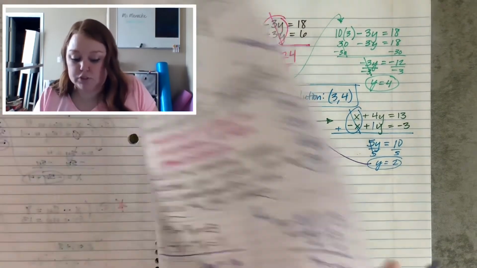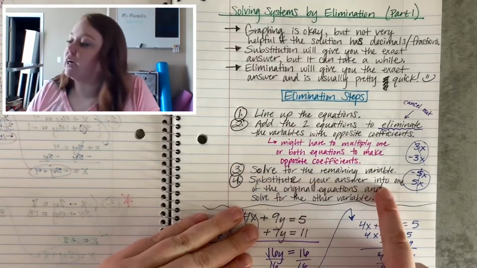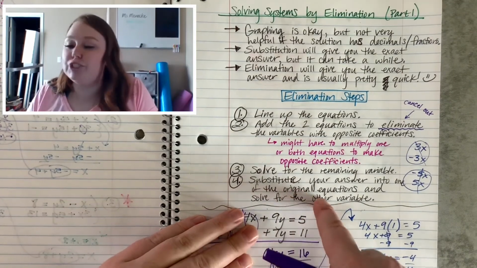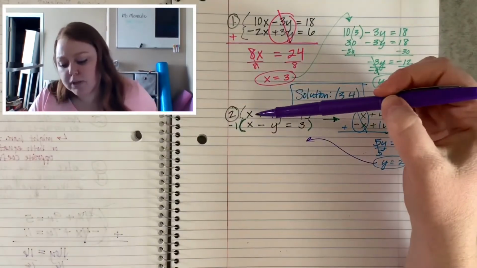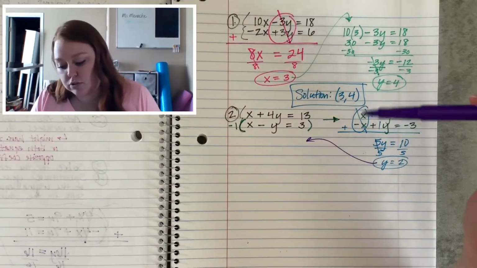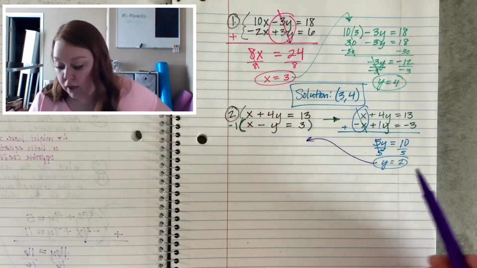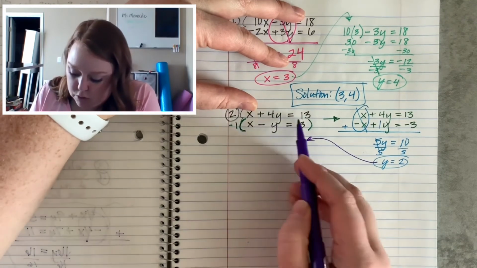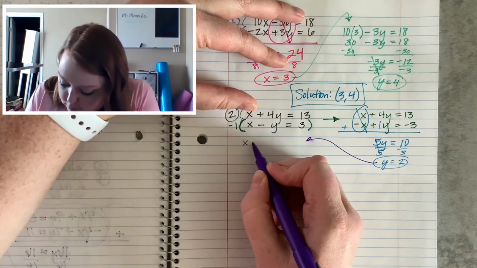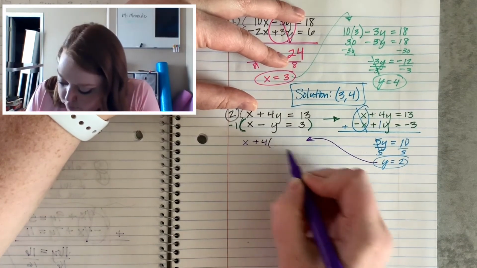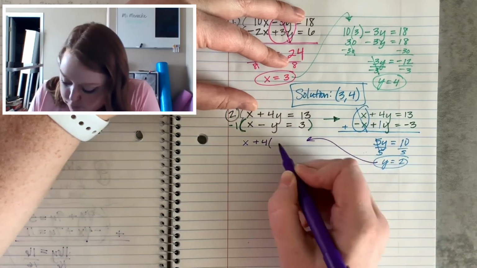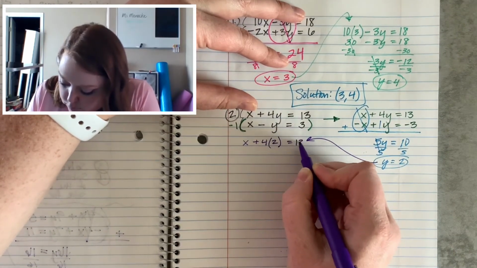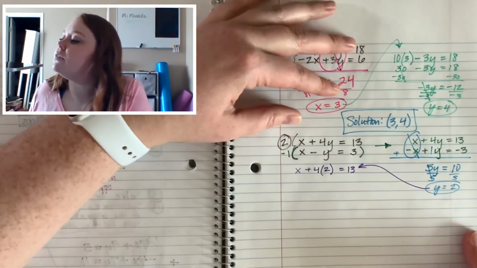Well, if you notice on your steps, it says substitute your answer into one of the original equations. You always want to plug it back into the original just in case you screwed up on this step. Okay, so plug it back into the original. It doesn't matter which one. I'm just going to use the top. So I have x plus 4 times my y value, y is 2, equals 13. Now I'm going to solve for x.